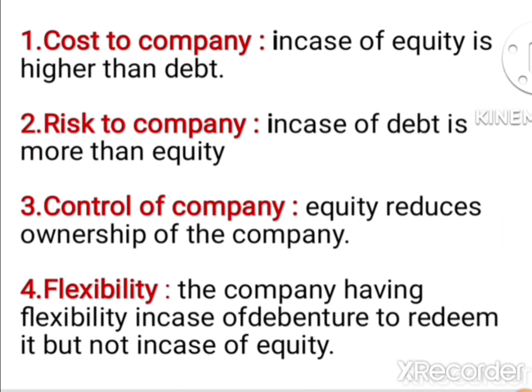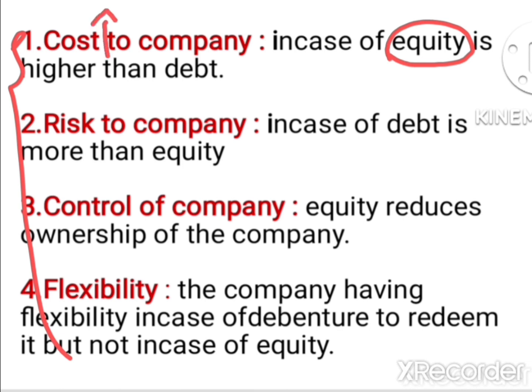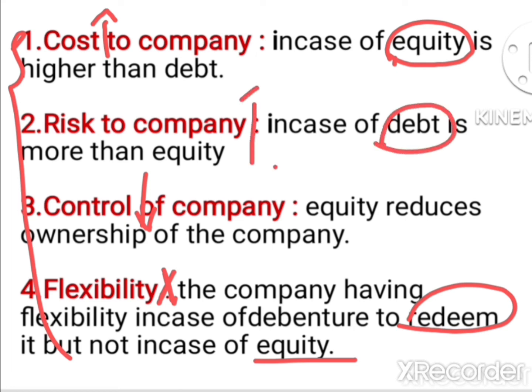So all these factors the company should consider while deciding the capital structure. If the company issues more and more equity, the cost to company rises. If the company issues more and more equity, the control of the company reduces. At the same time, the company will not get any flexibility to redeem the equity, isn't it? And if the company issues more and more debt, that means the risk to company increases. So keeping all these factors in mind, a financial manager should decide the capital structure in such a way that it maximizes shareholders' value and minimizes cost to company.